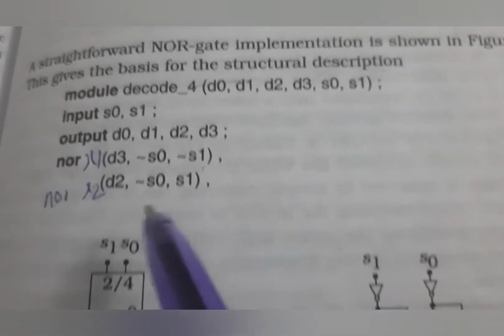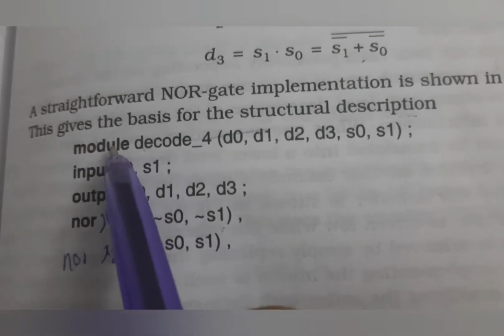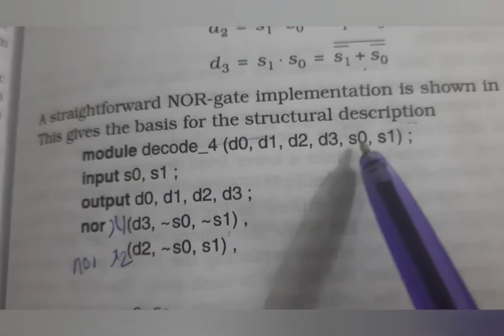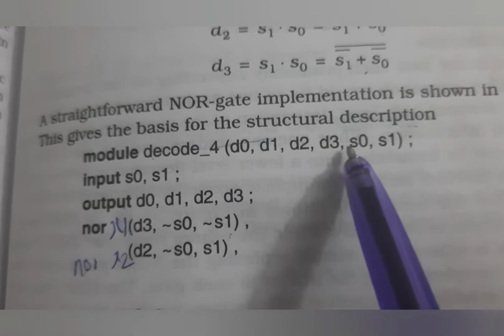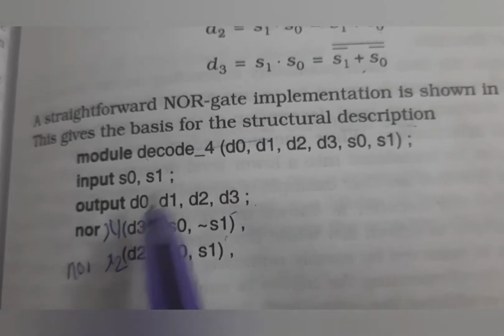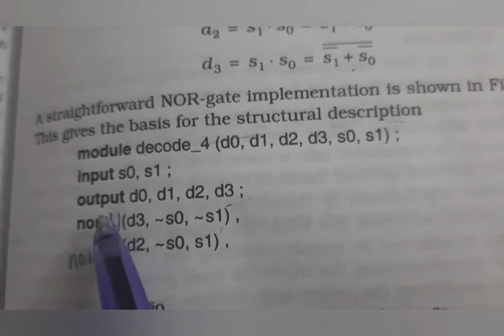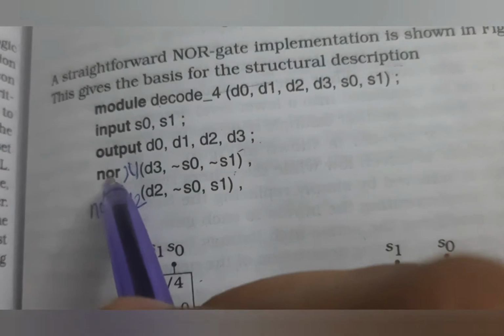First, using structural description. We declare the module, and inside that module we define the inputs and outputs. Inputs are S0 and S1; outputs are D0, D1, D2 and D3. In structural description, we define the function using gates, and here we are using 2-input NOR gates. So the gate is NOR.